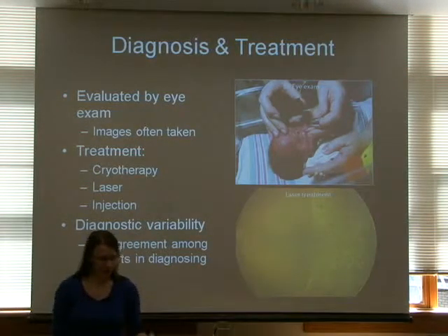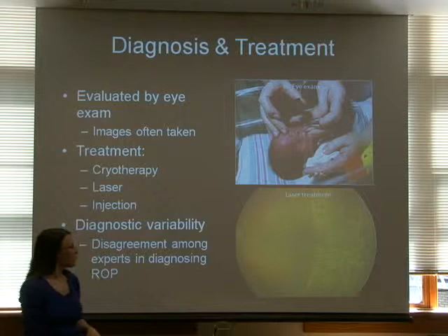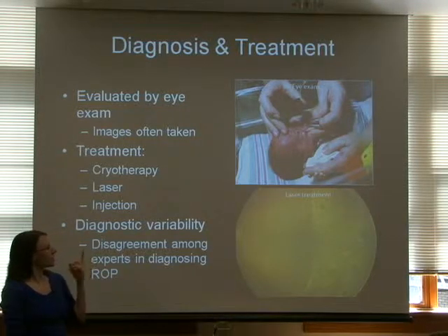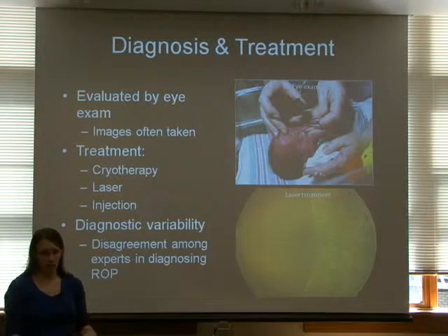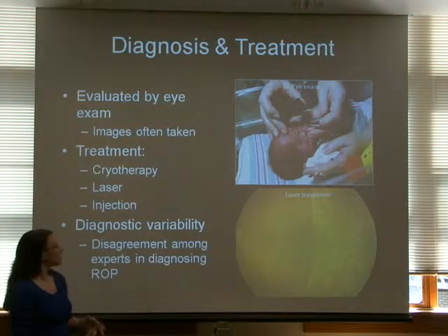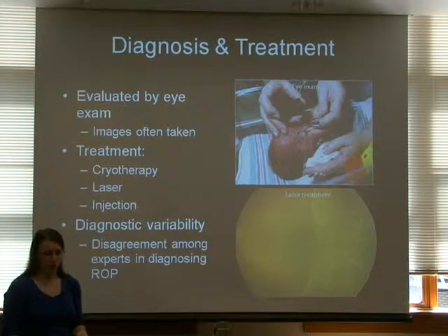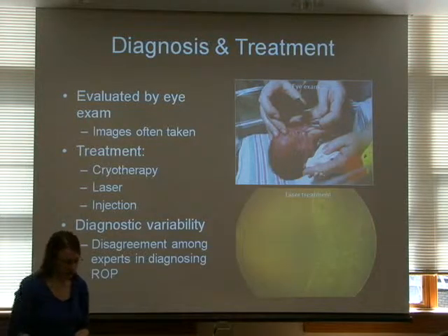Diagnosis and treatment. ROP is diagnosed by eye exam by an ophthalmologist, and you can see it up there. And images like the ones I worked with, and like I'll show you in the next couple slides, are sometimes taken, but not always. They're not used in every single diagnosis these days.